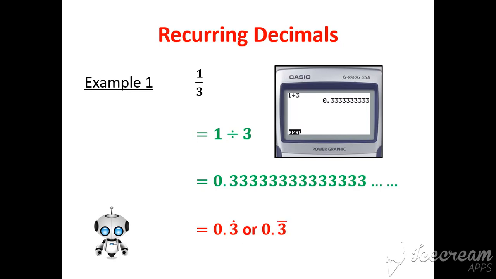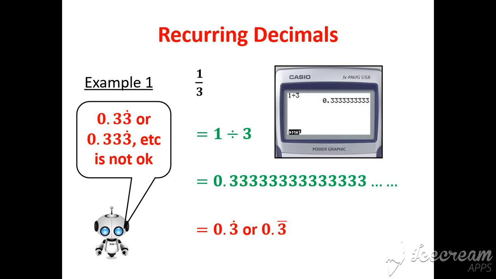There is another way to do it, and it's not a dot, it's a line. And I don't care which way you do it. People in New Zealand, people around the world, they do it both different ways. You can do one or the other. So it is 0.3 with a dot above the 3, or 0.3 with a line above the 3.